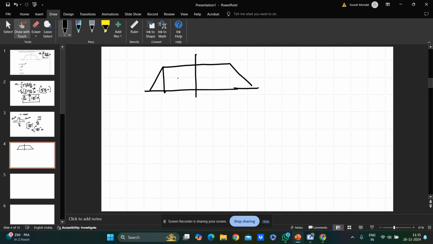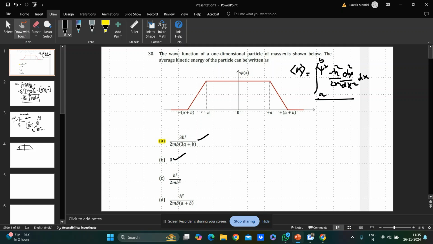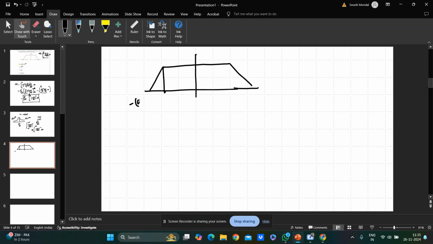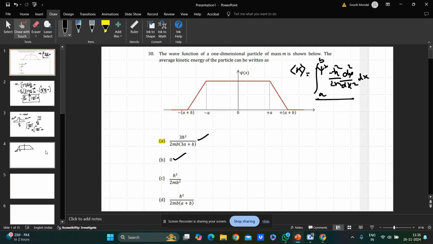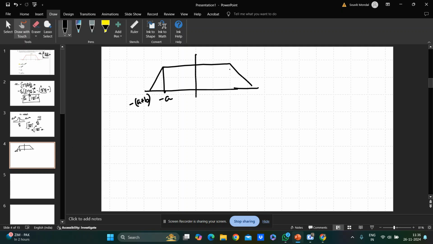So let me check. Minus a plus b to a plus b, minus a plus b to minus a, and a to a plus b, and this value is not given, so let us choose some, let's say c. So the value of psi at this point is, let's say, c, but we have to determine c by the suitable normalization condition.